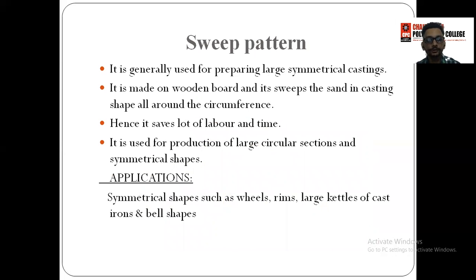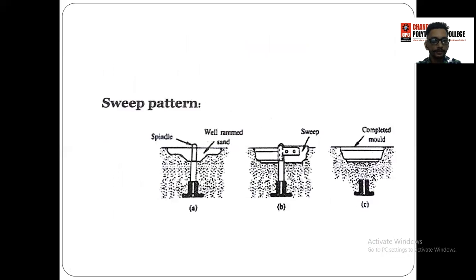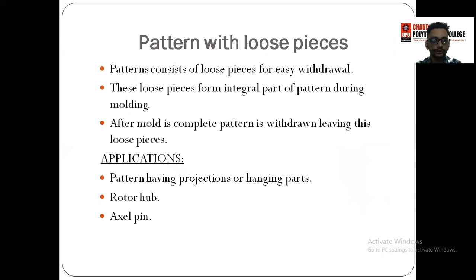Sweep pattern. In the sweep pattern, it is generally used for preparing large symmetrical casting. It is made on a wooden board and it sweeps the sand in casting shape all around the circumference. Hence, it saves a lot of labor and time. It is used for production of large circular sections and symmetrical shapes. Application: symmetrical shapes such as wheels, rims, large kettles of cast iron and bell shapes. This is the diagram of a sweep pattern.